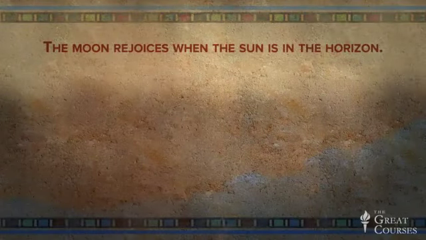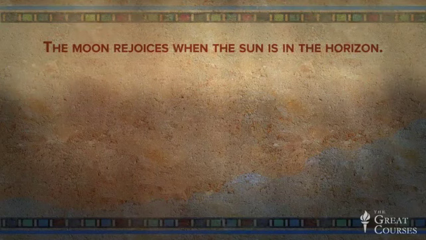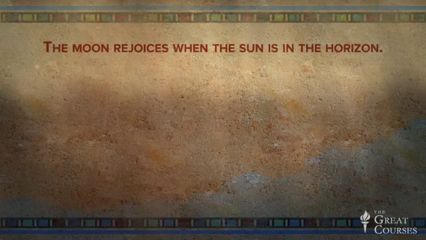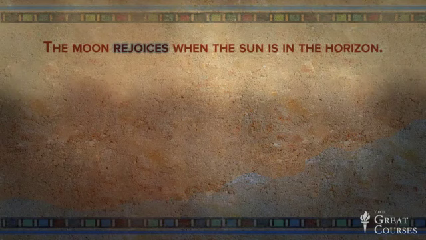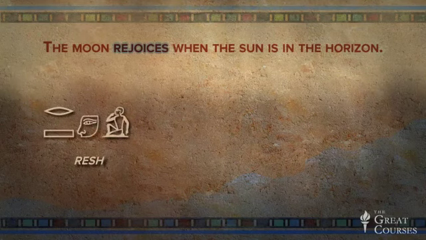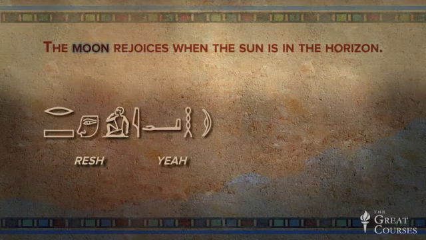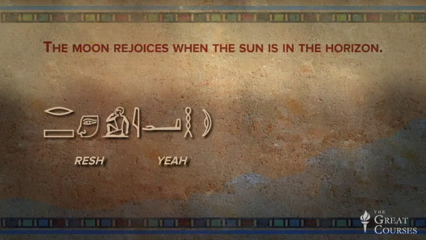Our second sentence was the moon rejoices when the sun is in the horizon. Poetic, isn't it? This is a compound sentence, one with 2 verbs and 2 subjects. Start with the verb to rejoice, resh. Next, we add the subject, which is moon, yah. The when is understood, so we don't include a word for that.